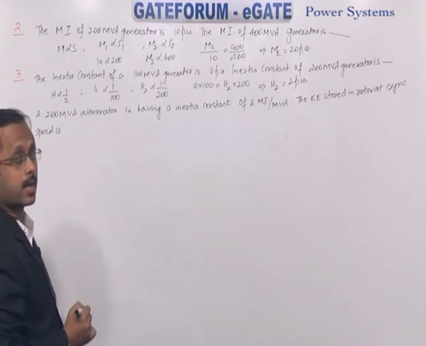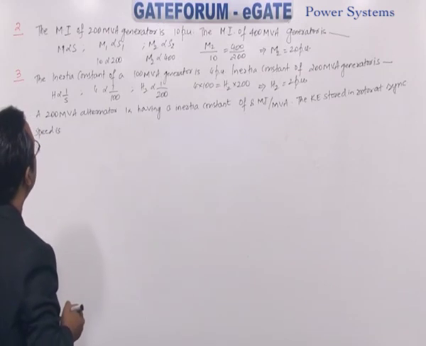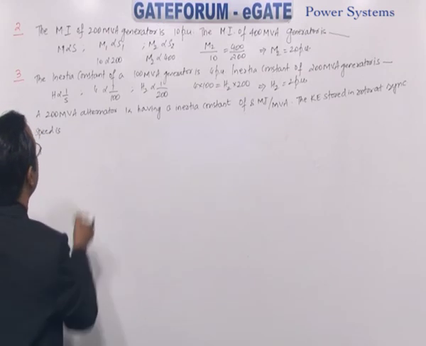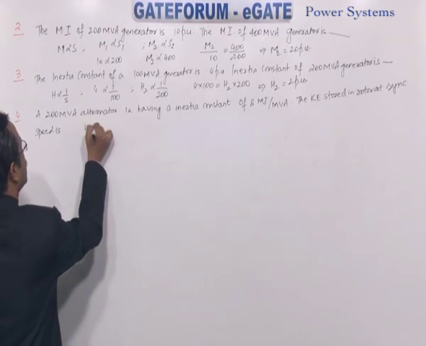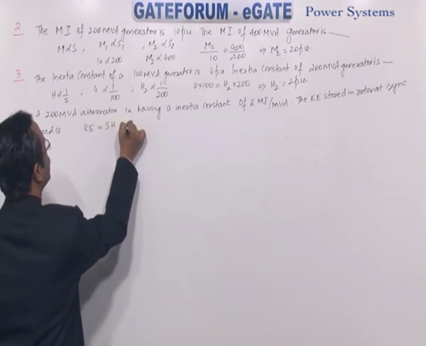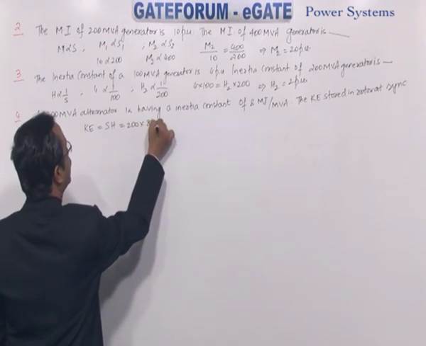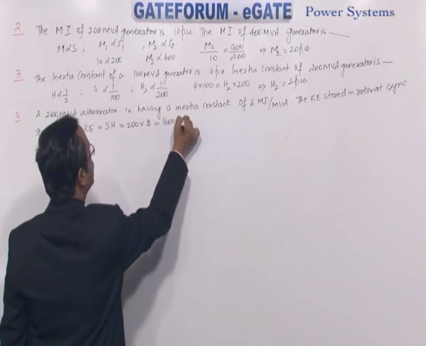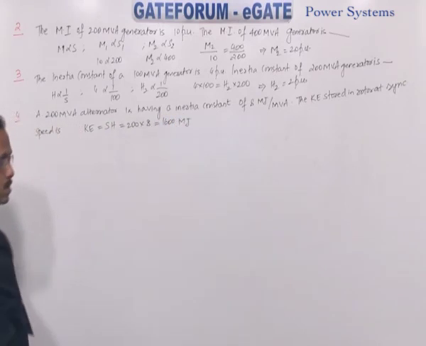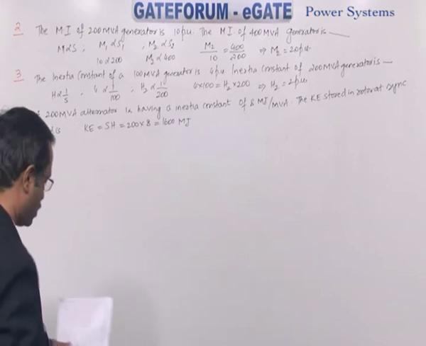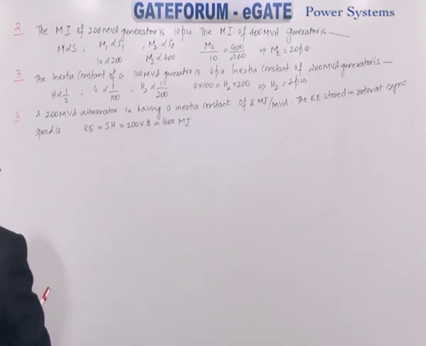So what will be the kinetic energy stored? S into H. You know this formula. Accordingly you calculate. You get 1600 megajoules.